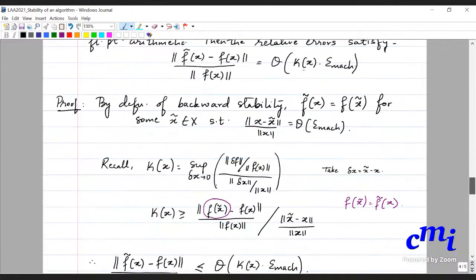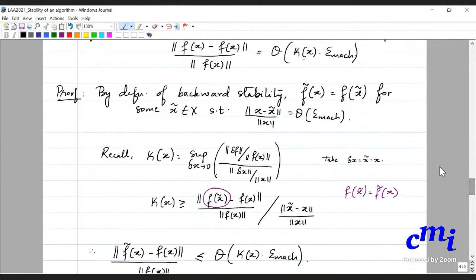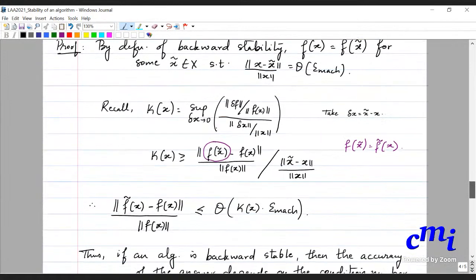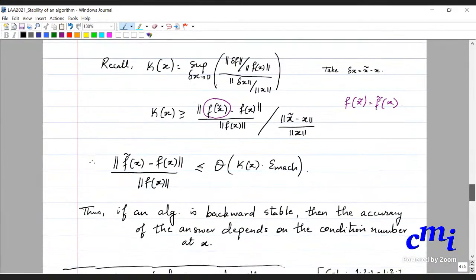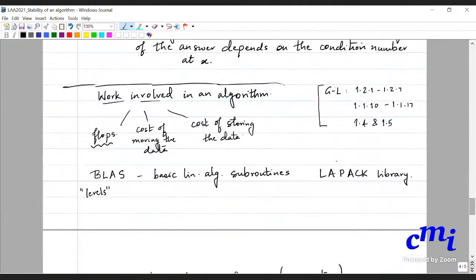I would recommend that you go through this proof. There is nothing difficult. It's just the definitions going around. And if you have issues, we can come back to this. I think we should go ahead with the next part.